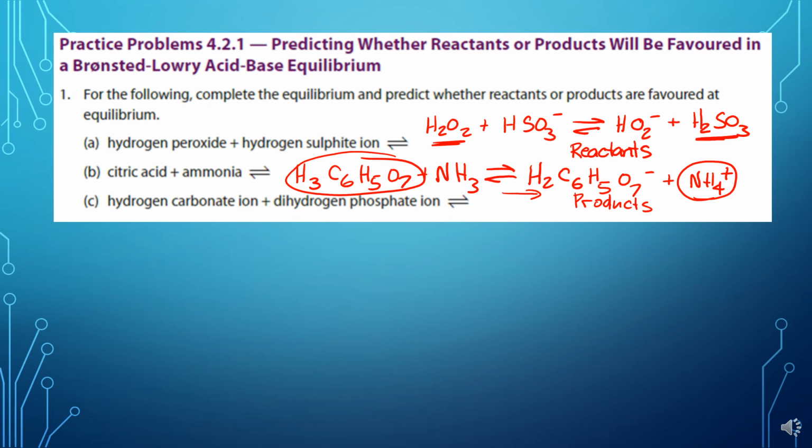Next, I've got the hydrogen carbonate ion, HCO3 minus, plus H2PO4 minus. We've got that in equilibrium.